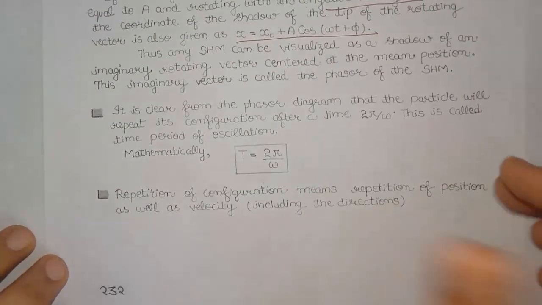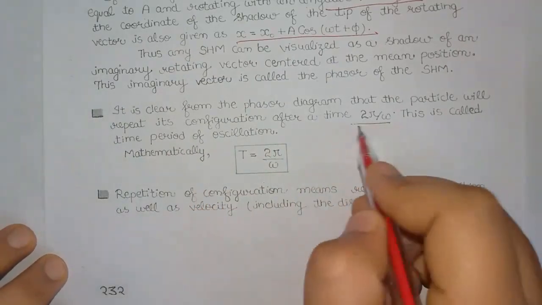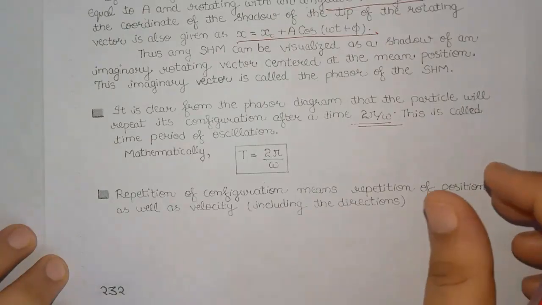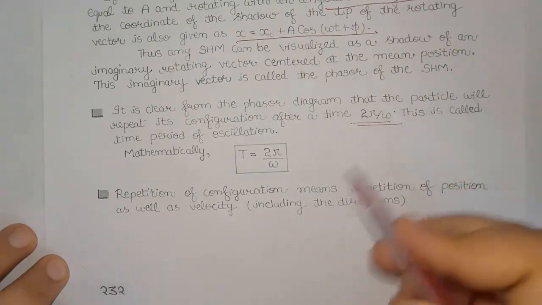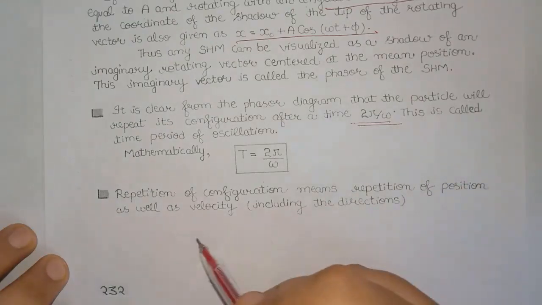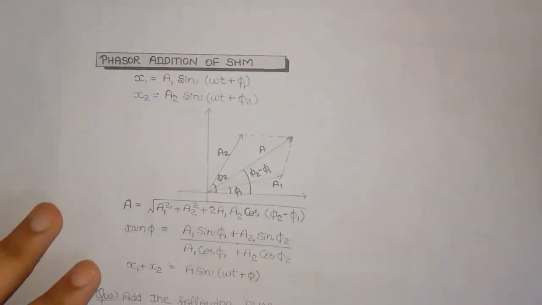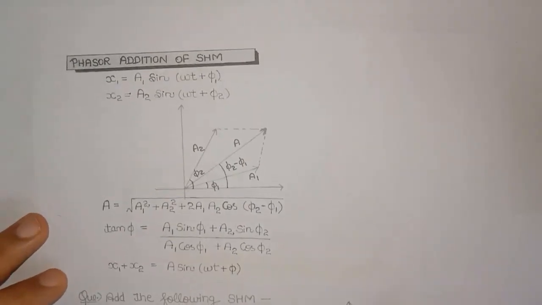The particle will repeat its configuration after time 2π/ω, that is the time period of oscillation. The repetition of configuration means the repetition of position as well as the velocity. For example, two SHMs are given.